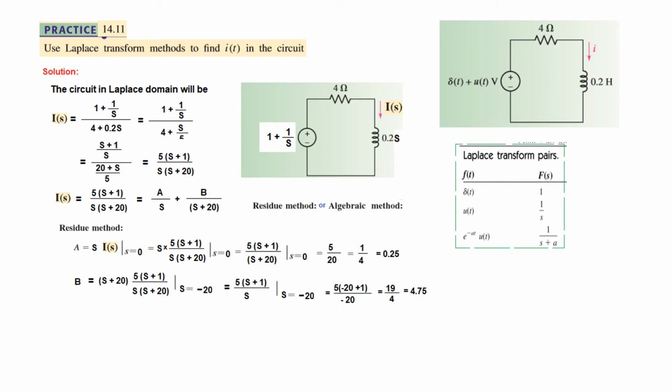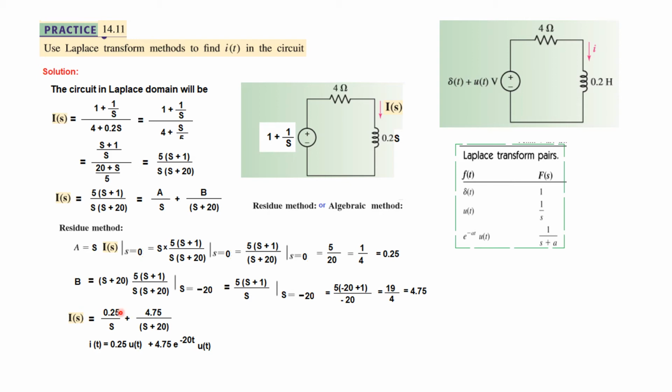Same way, we'll find the value of B. We multiply Is with the denominator of B, and the condition now will be s plus 20 equal to 0. That means s is equal to minus 20. These two terms cancel, so we get this form. Plugging in s equal to minus 20, we find the answer to be 4.75. And so, plugging in these two values, Is is equal to 0.25 over s plus 4.75 over s plus 20. And from here now we can move into the time domain.